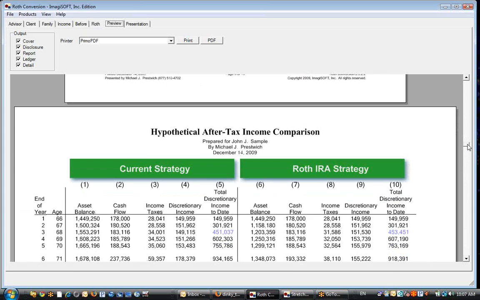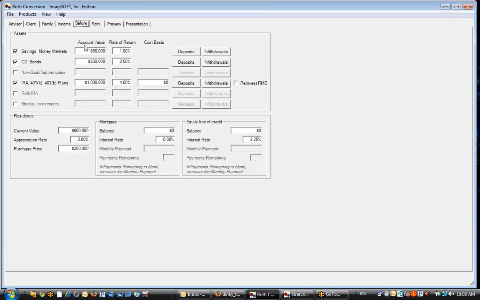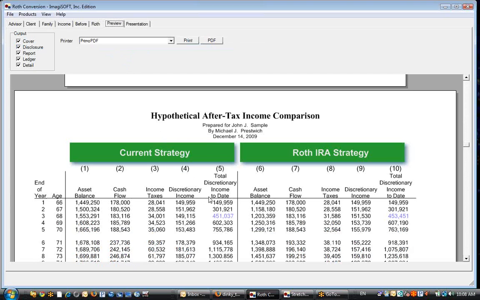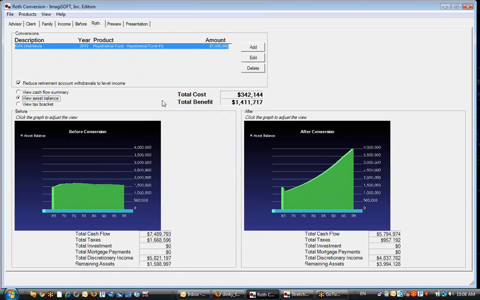Then there's this after-tax comparison. So this is showing the cash flow. This right here, this discretionary income and the income taxes, that all, again, goes back to this Roth page. So this is the top line, the total discretionary income. The red is the taxes, and the after-tax is the blue. And then you have the total asset balance. That's the same thing as this middle one right here, this green.